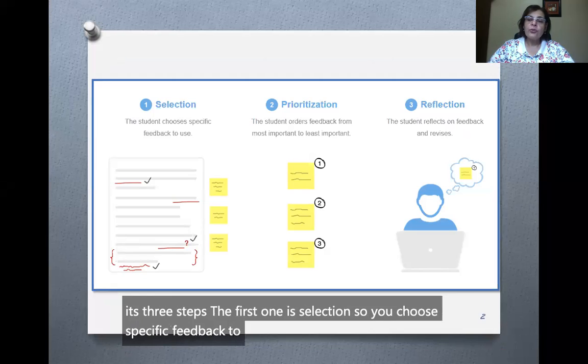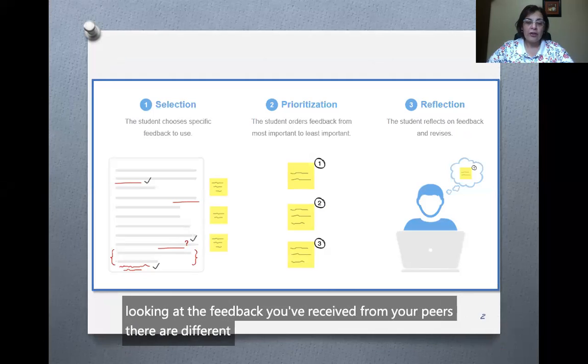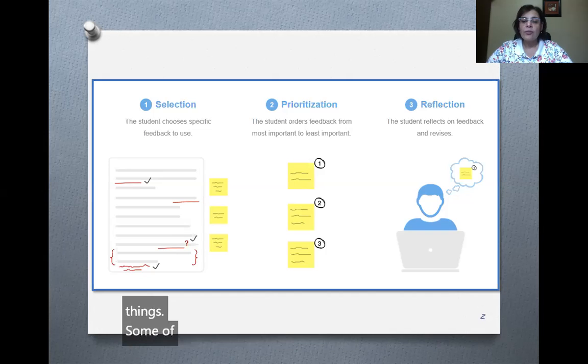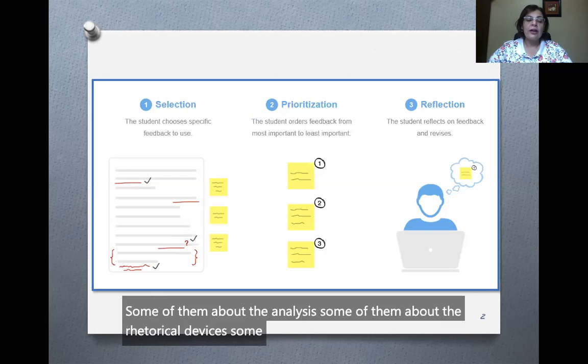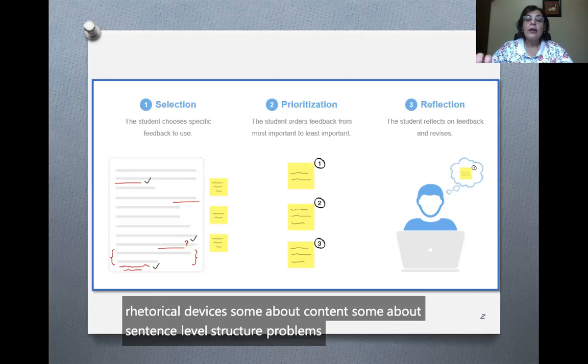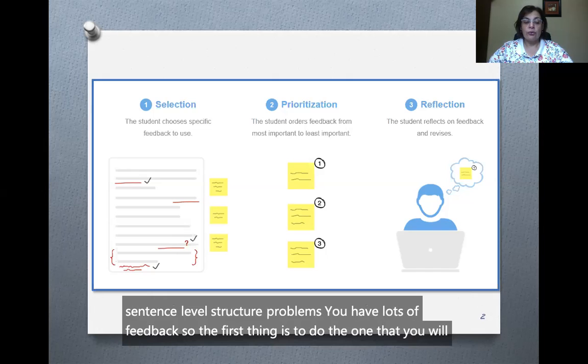In my conference with you and looking at the feedback you've received from your peers, there are different comments about so many different things. Some of them about the analysis, some of them about the rhetorical devices, some about content, some about sentence level problems. You have lots of feedback. So the first thing is to choose the ones that you will use to revise your writing.